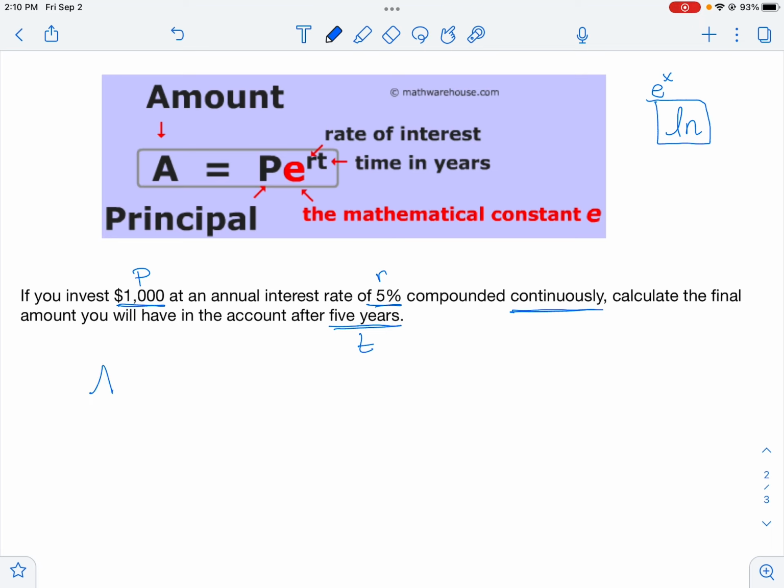We do not know A, that's what we're trying to find. Our P is 1,000. Our E is E. And it's raised to the rate, which is 5%. And our decimals here, we got to move it back 2. So we got 0.05. That's what needs to be put in for our rate into our formula. 0.05 times 5 years. And we're going to literally put this straight into our calculator using the E button.